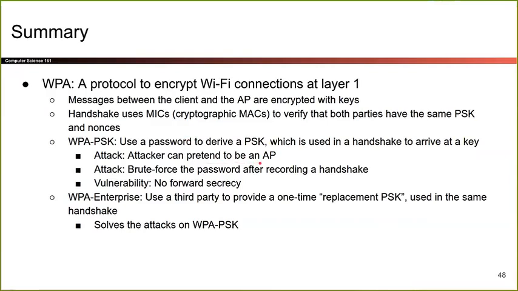There are some attacks. You can pretend to be an access point. You can brute force the password after recording a handshake. This is an offline attack because you record the information and compute the guesses yourself and then see if you can compute a correct one. So that's all offline. And there's no forward secrecy. And finally, to defend against all those, you use a different version of WPA called Enterprise.